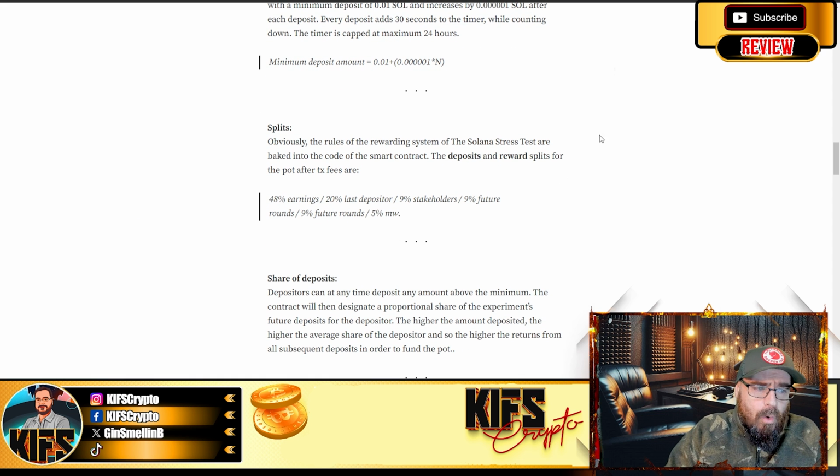Down here, you got the reward system and how everything is split up. 48% is going to earnings, 20% to the last depositor, 9% to stakeholders, 9% to future rounds, and 5% to the MW.